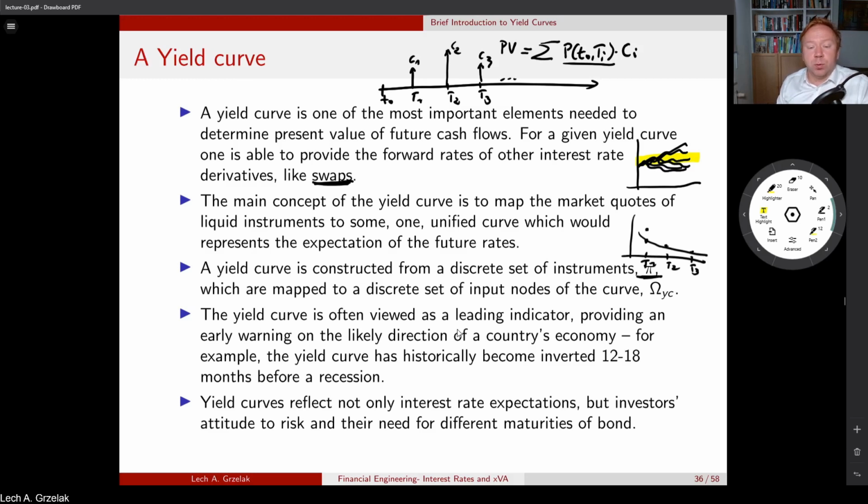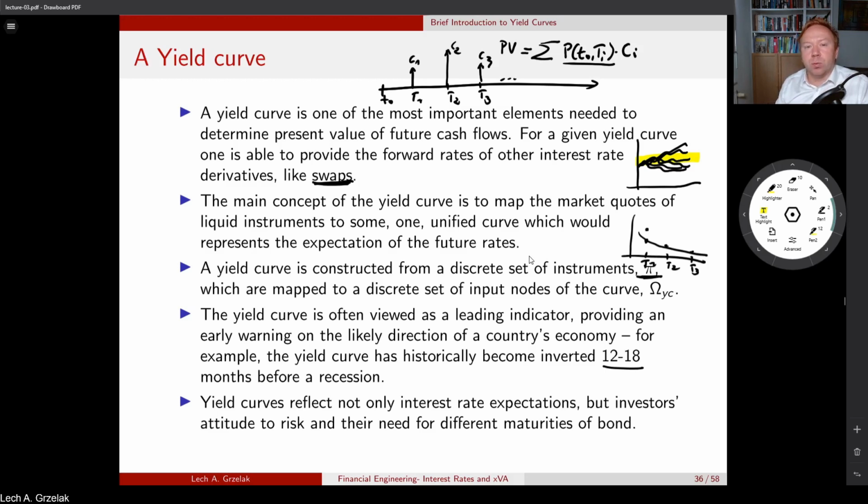The yield curve is often viewed as a leading indicator, providing an early warning on the likely direction of a country's economy. And this is a nice example. The yield curve has historically become inverted 12 to 18 months before a recession. So in a few slides, we will discuss particular shapes of a yield curve, and how to associate those different shapes to the overall state of the economy.